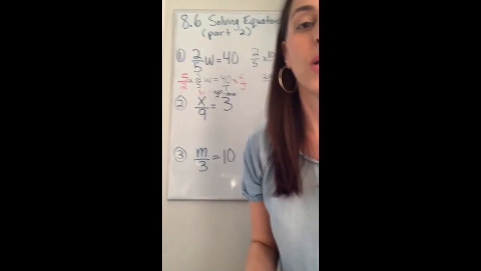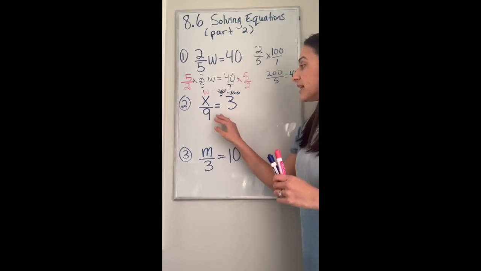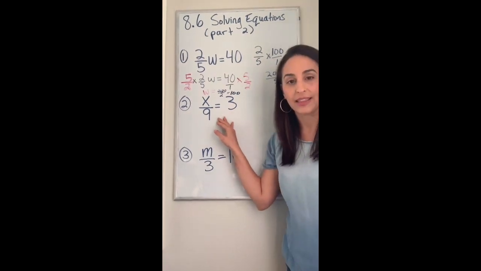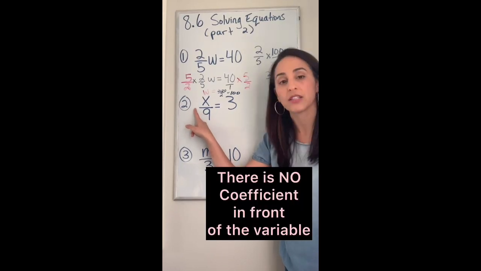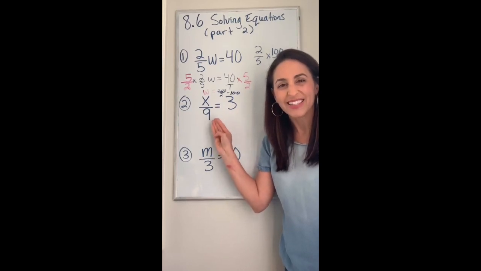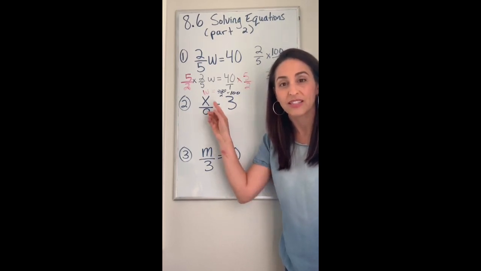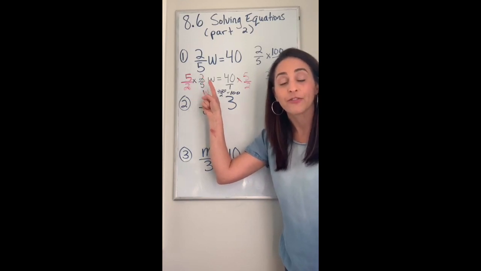Okay, next problem. Here we go. Now we're going to see problems that look like this. There's not a coefficient in front of the variable. Now I have the variable in a fraction. That x is a part of the fraction. So that's different than up here, because up here the fraction was standing in front of the variable and it was a coefficient and these two were multiplying.